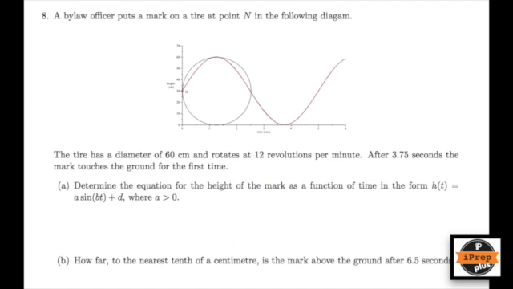A. Determine the equation of the height of the mark as a function of time in the form h of t is equal to a sine of bt plus d, where a is greater than 0. And B. How far to the nearest tenth of a centimeter is the mark above the ground after 6.5 seconds?